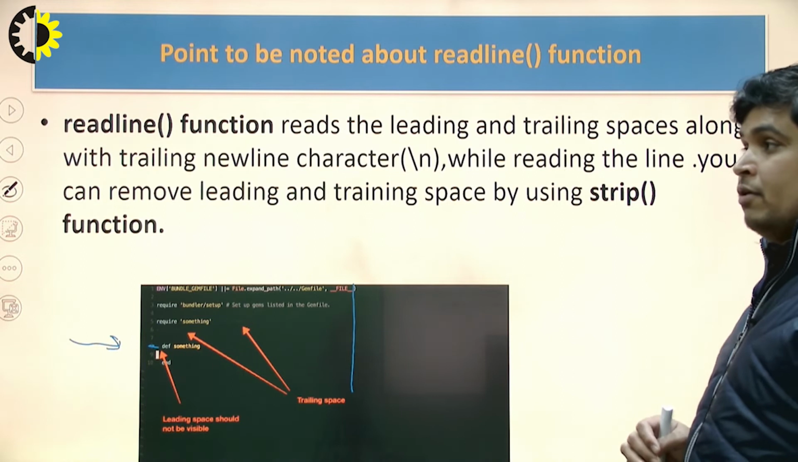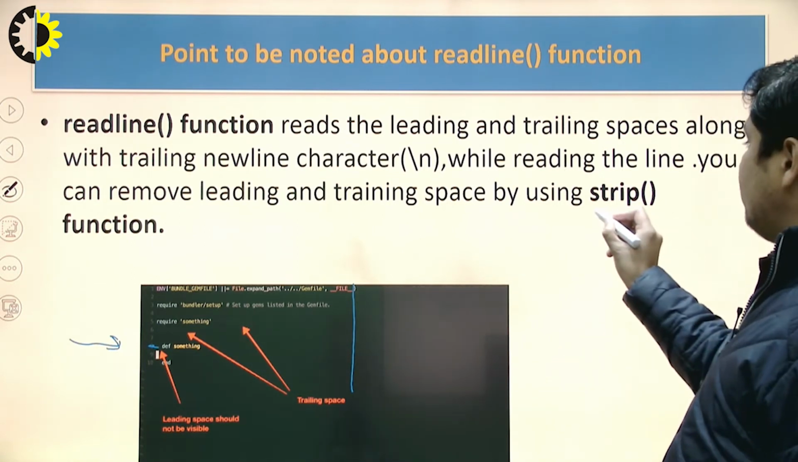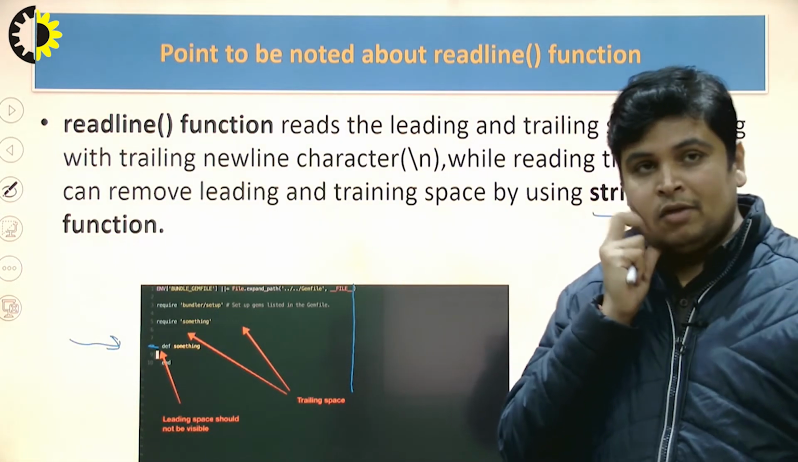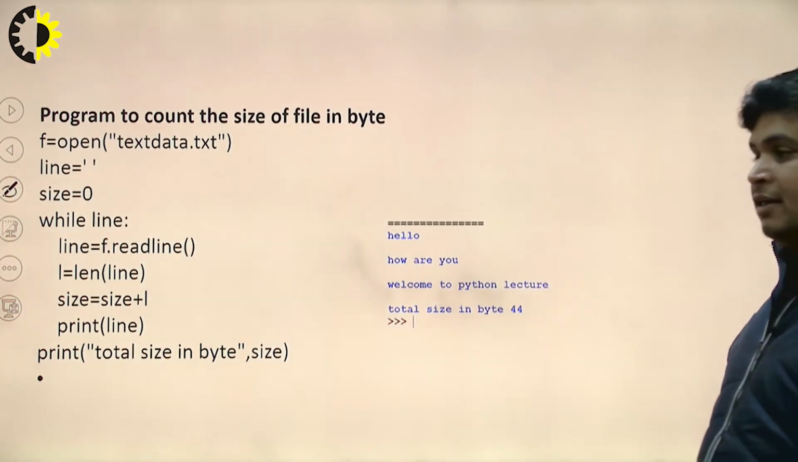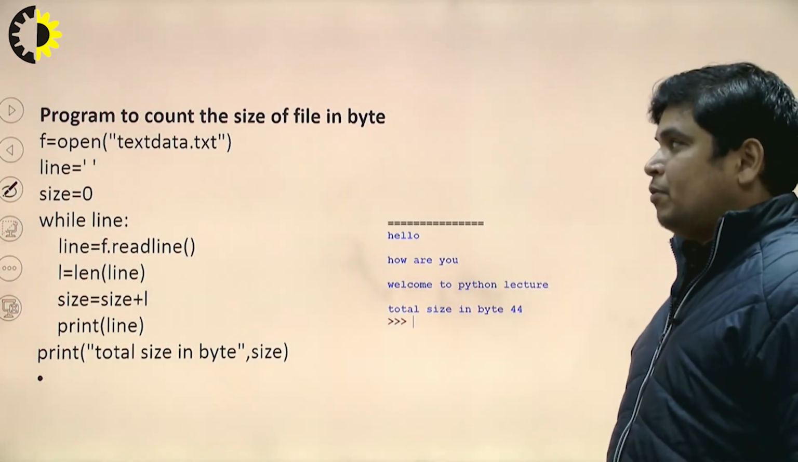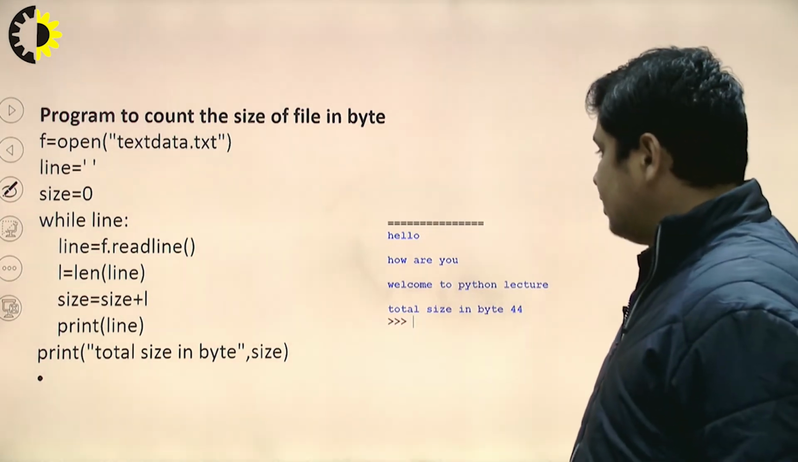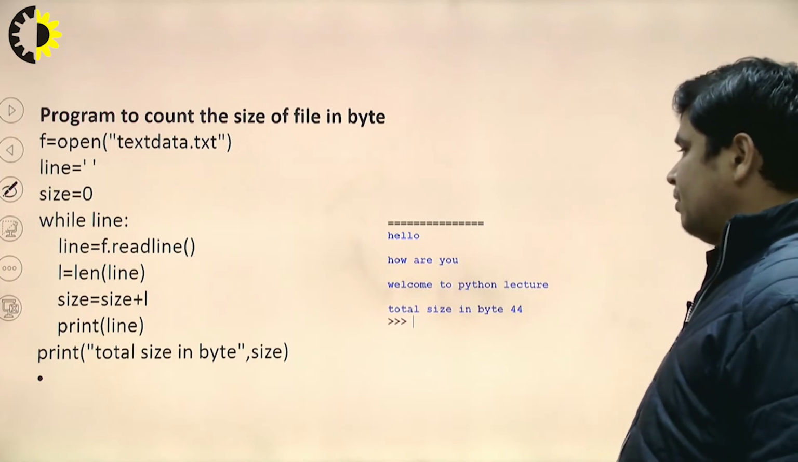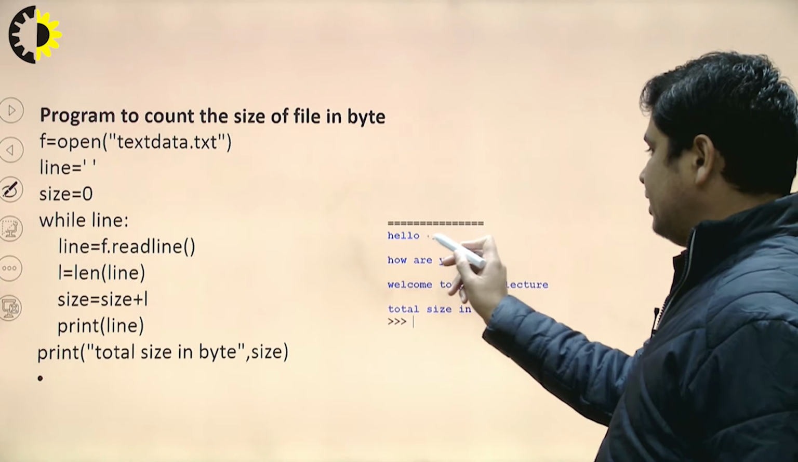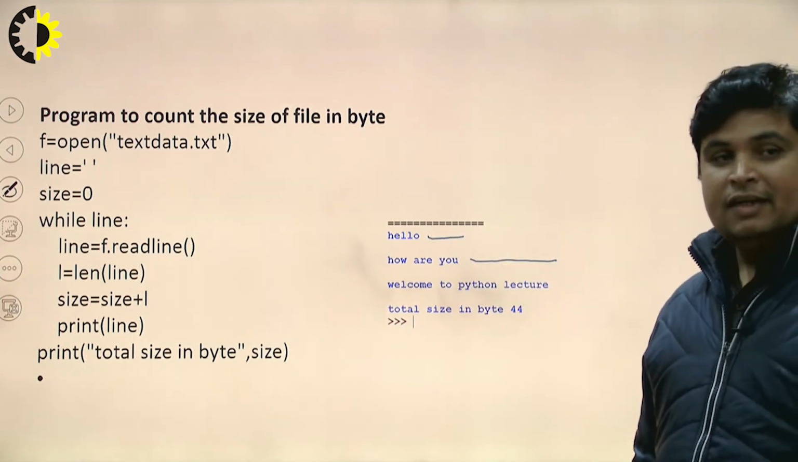How can we remove this leading and trailing space? Python provides the strip function to remove the leading and trailing space. The syntax of strip I will discuss. You will see here, this is the program to count the size of a file in bytes. Suppose we have one file. This file contains trailing space.